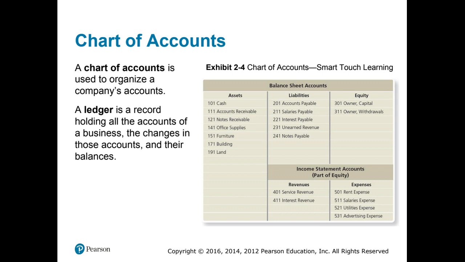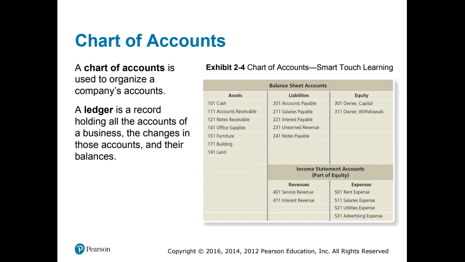So now we're looking at the chart of accounts. This is on page 59. And this is a good example for you to use while working on your assessments. Really all of what we've talked about so far. But a chart of accounts is used to organize a company's accounts. A ledger is a record that holds all of the accounts of a business, the changes in those accounts, and their balances. So a ledger is where we go to see all of the account activity.